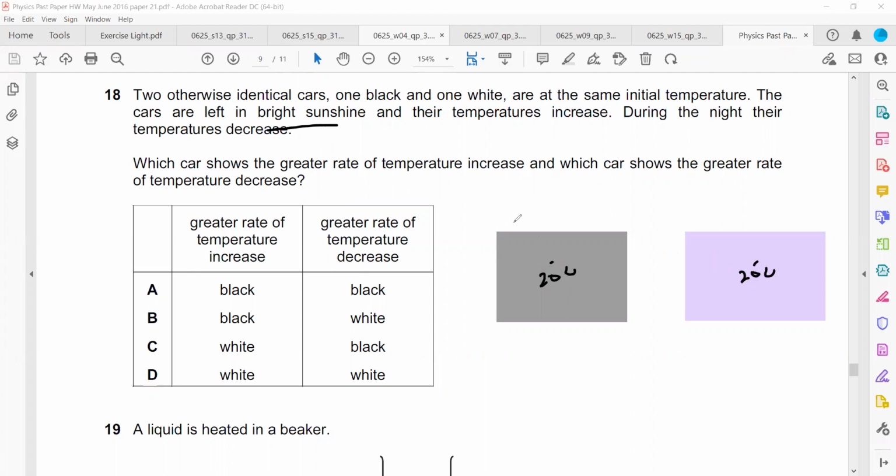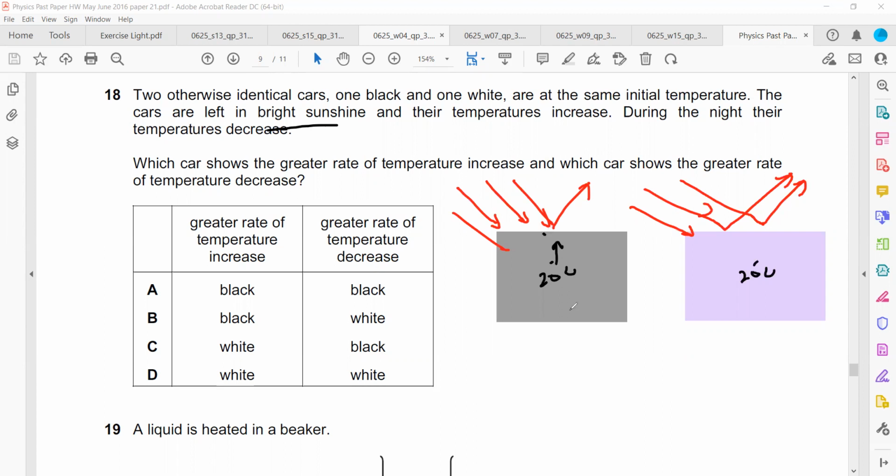So as we know, dull and dark surfaces are good absorbers. So what will happen during the daytime? This will absorb more energy and the shiny surface will reflect most of the energy. It will absorb some, but mostly it will reflect. This will absorb most and a small proportion will be reflected. So if it is absorbing more energy, what will the temperature rise be? Dull and dark surface will absorb a greater amount of energy. So if it was 20, then maybe it will become 25, and this was 20, it might become 22.